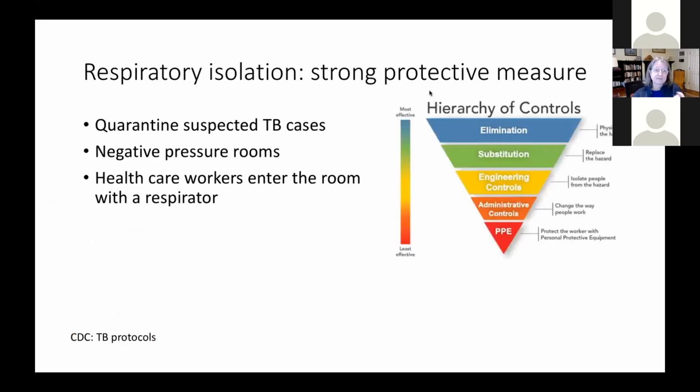Next slide. So what did we do as a result of that? Well, all the things that we're familiar with doing on the hospital wards: quarantining suspected TB cases, negative pressure rooms, wearing a respirator and going into an anteroom before entering the room, all this started with Dr. Riley's key observation that guinea pigs up in the ductwork can contract tuberculosis without ever touching a patient.